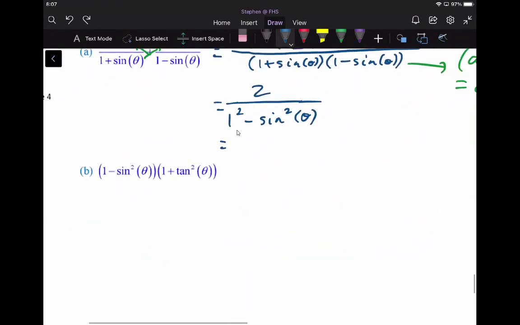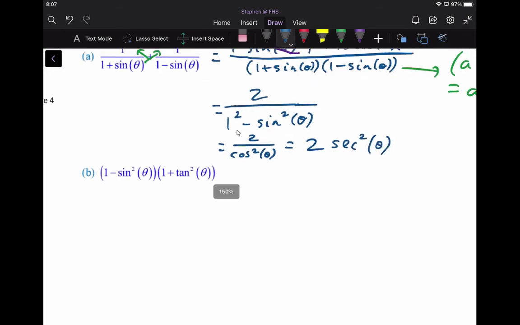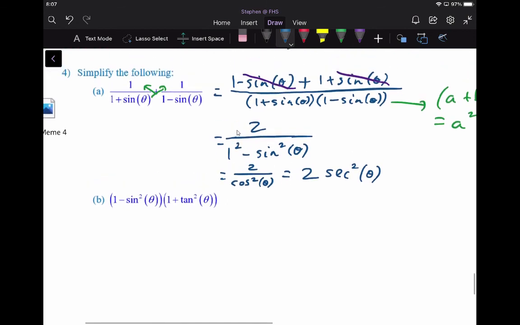Okay, so what that means is we just have 2 over cos squared of theta. Now, if 1 over cos is sec, then 1 over cos squared is just sec squared. So the 2 remains where it is, and the cos squared at the bottom jumps to the top and becomes sec squared of theta. So the simplification of 1 over 1 plus sine, plus 1 over 1 minus sine, is just 2 sec squared of theta.